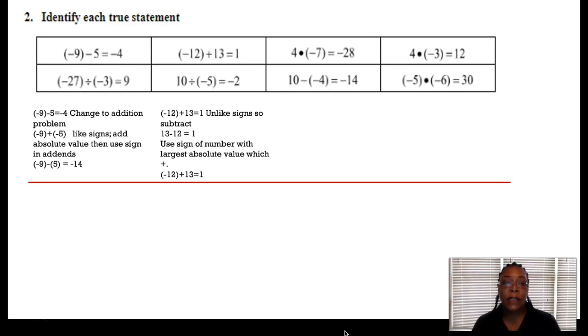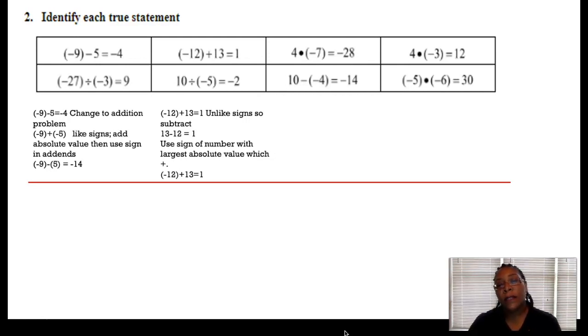Here I'm going to go to the next one. -12 plus 13 is equal to 1. Unlike signs, the rule tells me to subtract. 13 minus 12 is equal to 1. The number with the highest absolute value is positive. Therefore, my answer to this one is correct. I would have just done this one in my head. So again, think about ways that you can make this easier for you without actually having to go through all of your rules and steps.